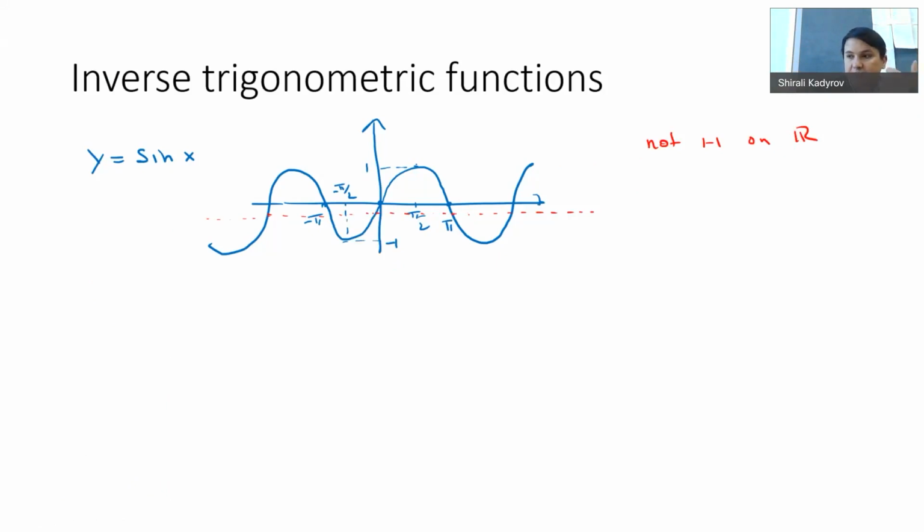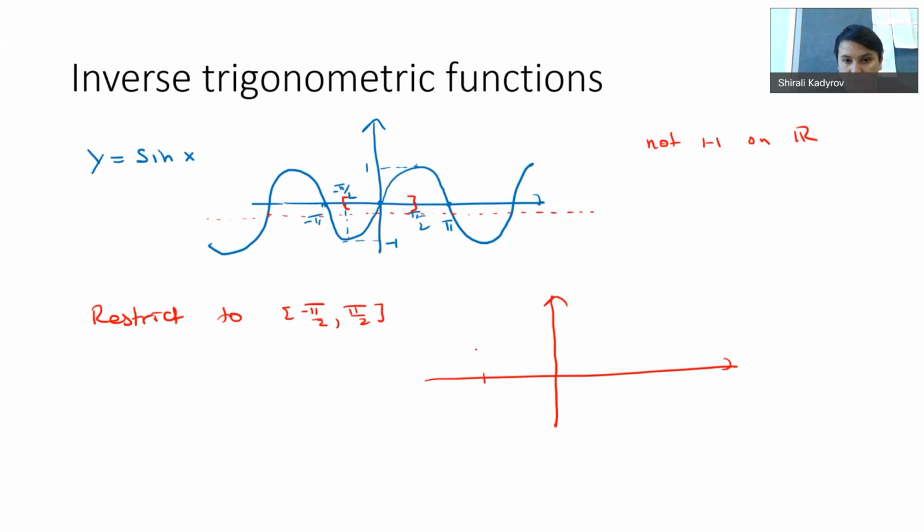Well, but trigonometric functions are important. We really need to know their inverses. So what we do is restrict the domain, make it smaller, so that it becomes one-to-one. What I can do here, for example, is restrict to minus pi over 2 to pi over 2. Then my graph, okay, let me resketch it. Here's my minus pi over 2. Here's my pi over 2.